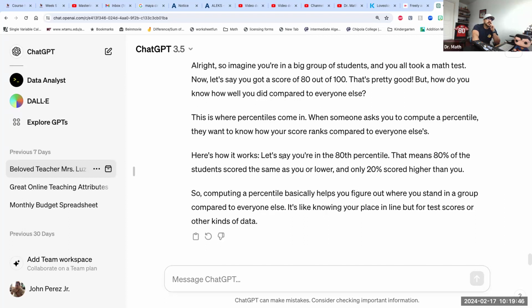So here's how it works. Let's say you're in the 80th percentile. Well, what that really means is that 80% of the students scored the same or lower, and only 20% scored higher than you. All right. So computing a percentile basically helps figure out where you stand in the group compared to everyone else. It's kind of like knowing your place in line, but for test scores or other kinds of data, right? So again, when you guys are doing these questions, make sure you really understand what it is that they're asking of you.